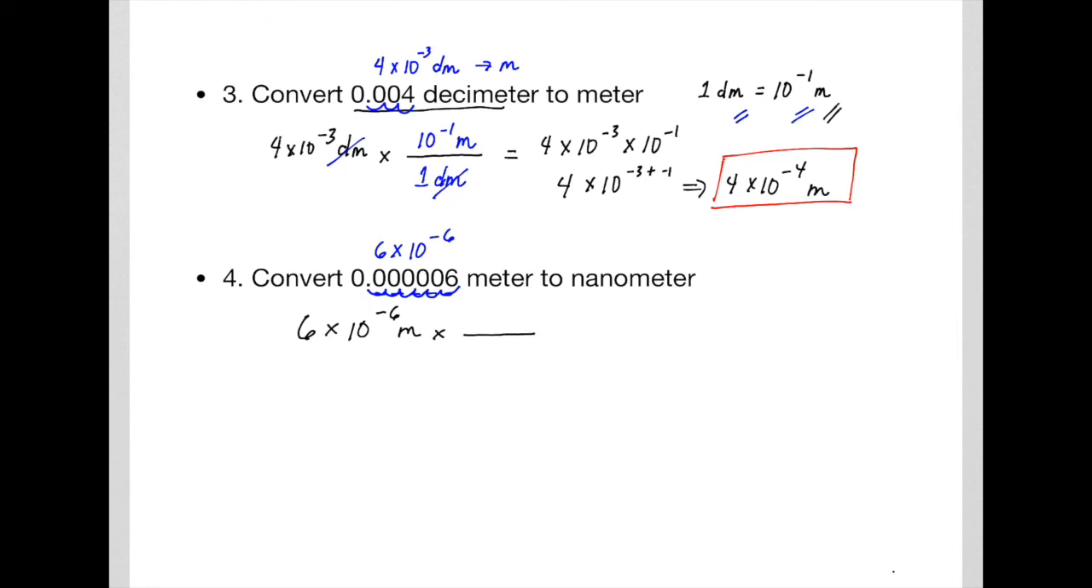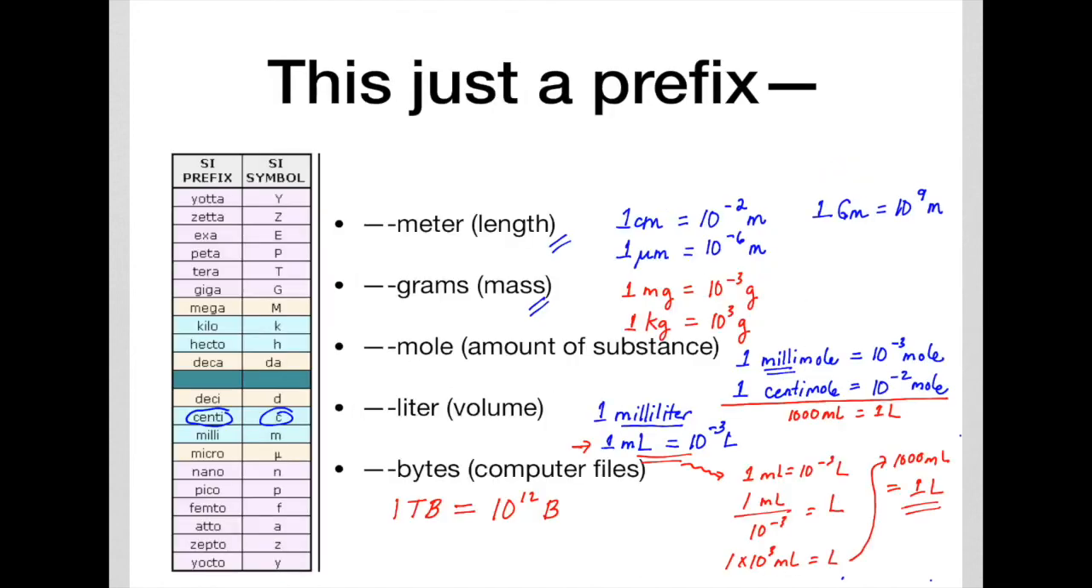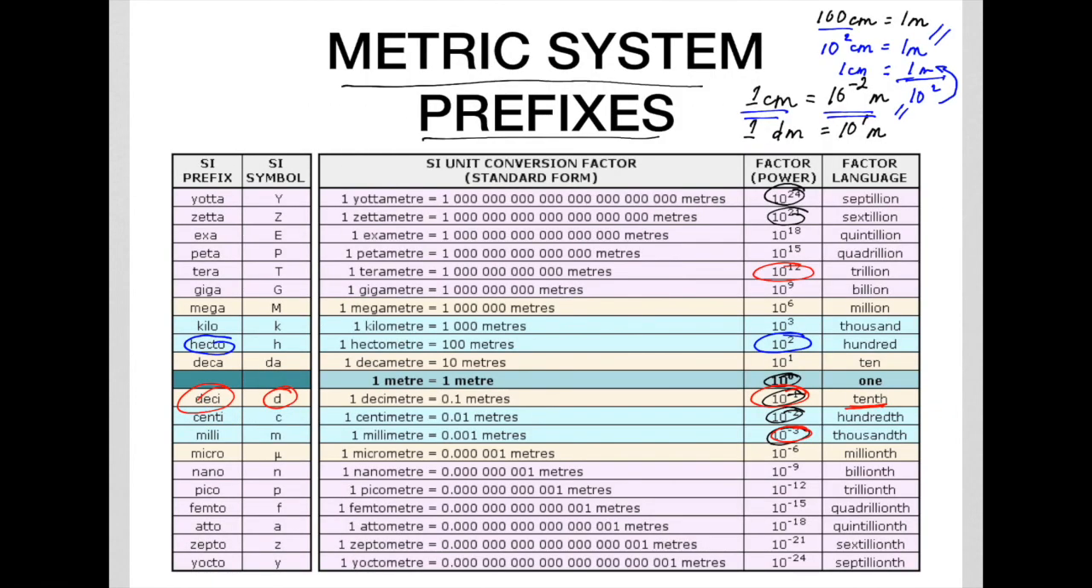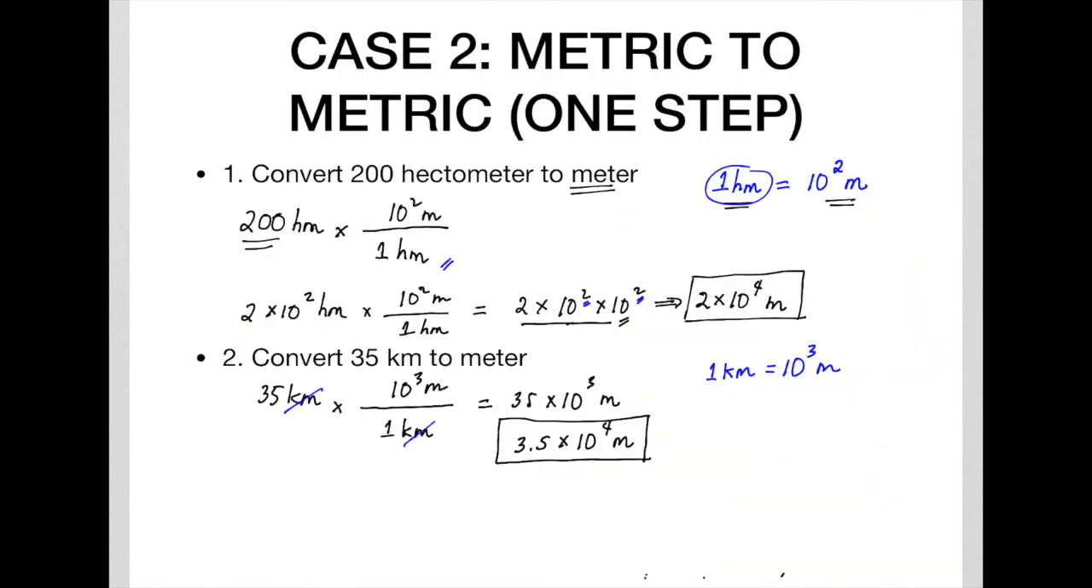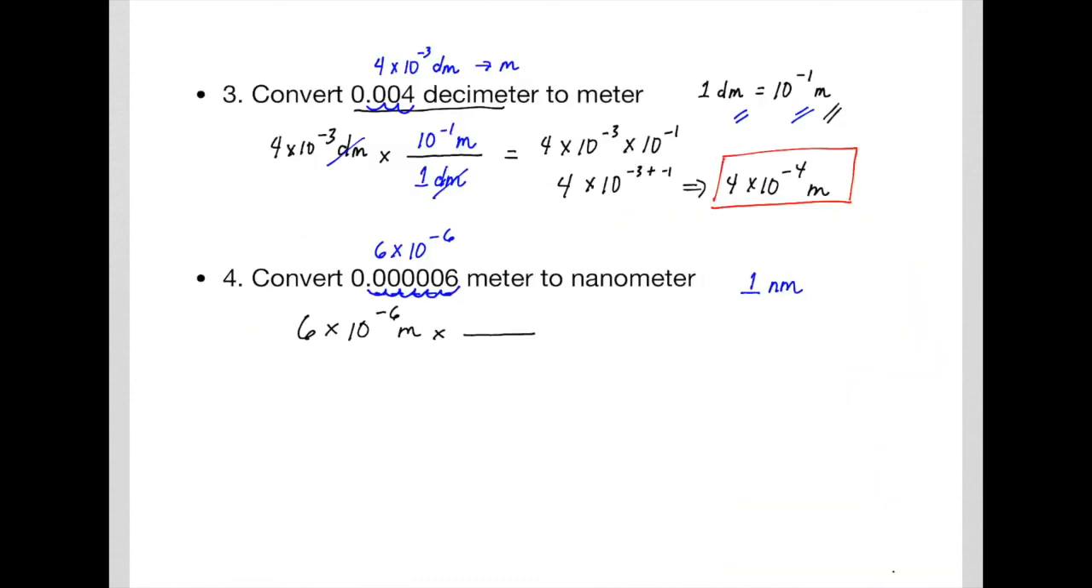Okay, let me check again. What is nanometer to meter? If you look on our table, that is 1 nanometer. Let's go back again to our table. So we have here nano, and nano is 10 raised to negative 9. So let's go again. 1 nanometer is equals to 10 raised to negative 9 meter.